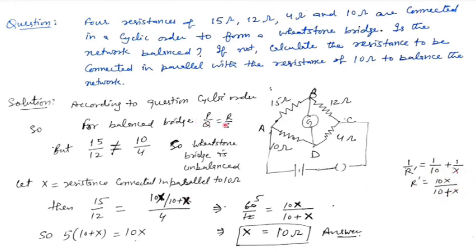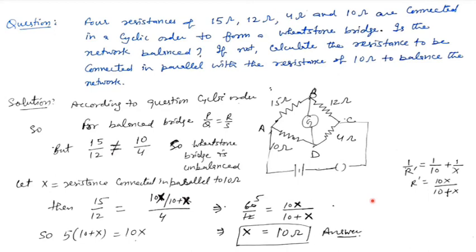In this formula, if I put the values, I am getting 15 upon 12 equals 10X divided by 10 plus X, divided by 4. Now you can cross multiply and work out these things. I have solved it for you, so you can see the value of X is coming out to be 10 ohm. You can verify again: if you put the 10 ohm in parallel, it will come out to be a balanced bridge. So these types of questions are asked in the exam.